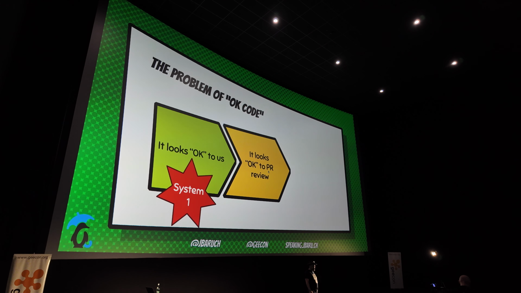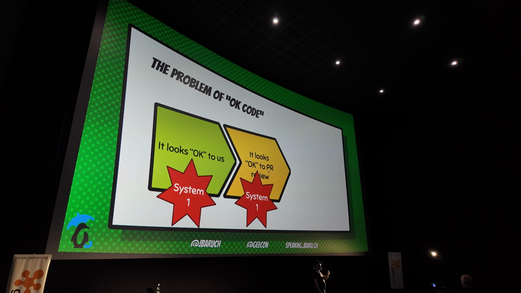Code reviewers, what do they say? Looks good to me, right? Why do they say looks good to me? Because they're evil? No, because they're doing something else. And the only system that they have to review our code is System 1.